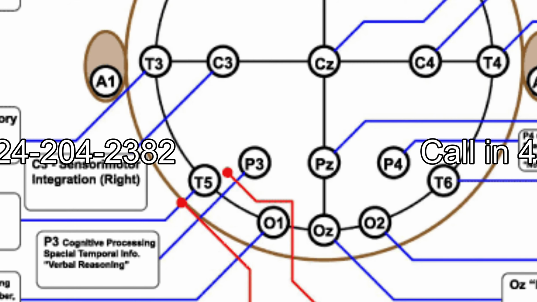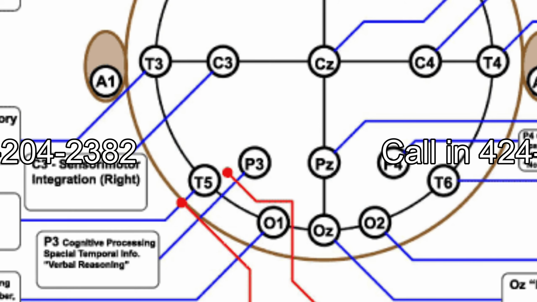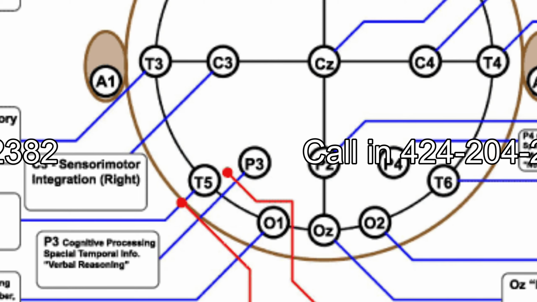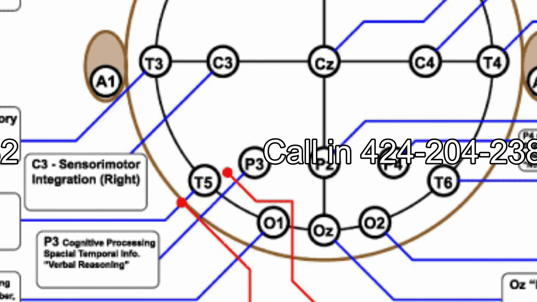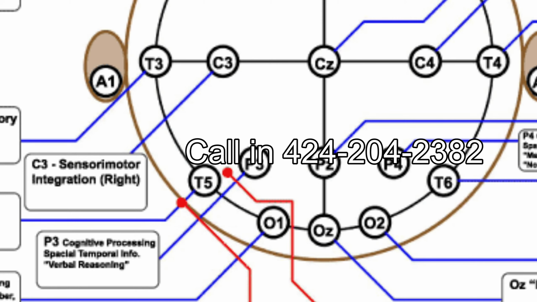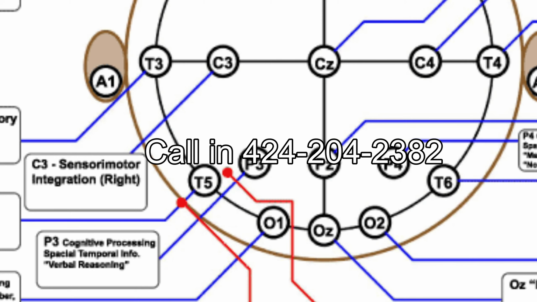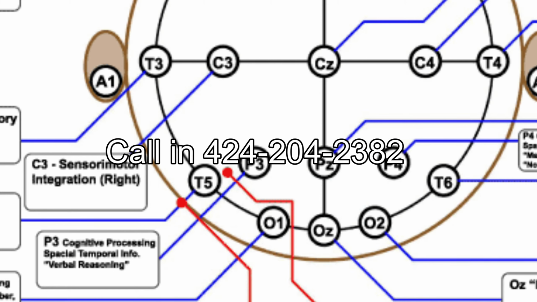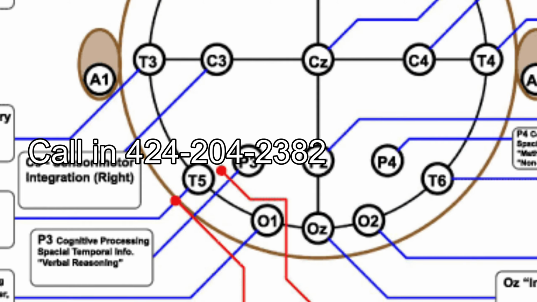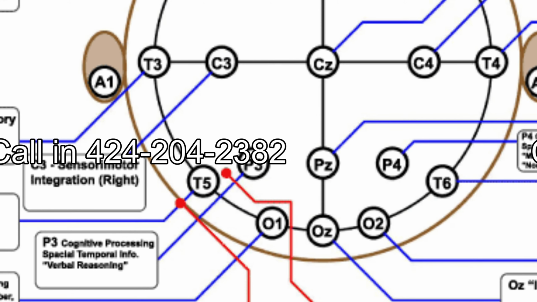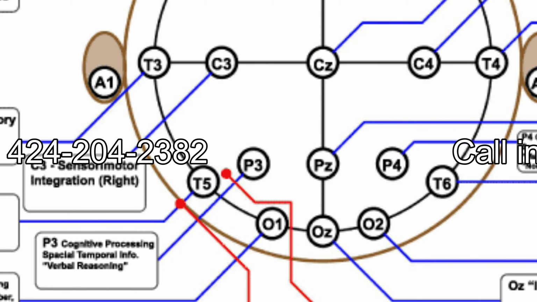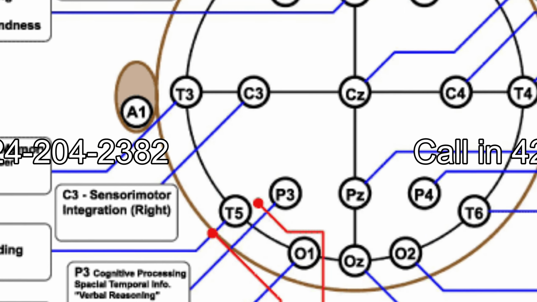P3, cognitive processing, special temporal info, verbal reasoning. When they say verbal reasoning, now we're looking at another area of the brain called the Wernicke's region. Wernicke's region has to do with finding the right words to say at the right time, right? Articulation of speech, verbal reasoning. So that's valuable. The P3 zone is valuable for that.